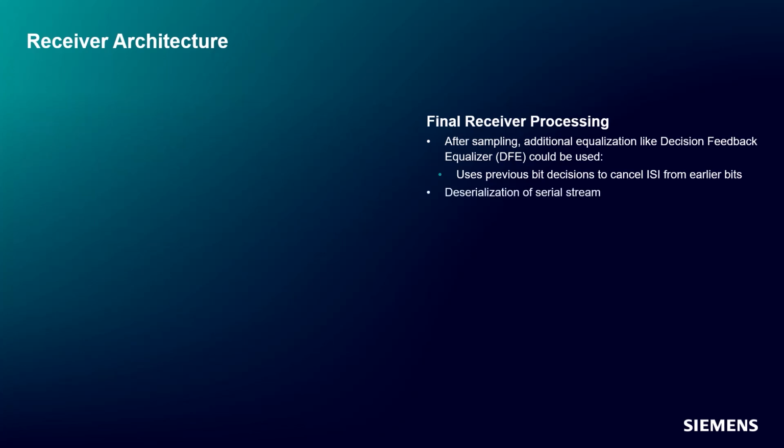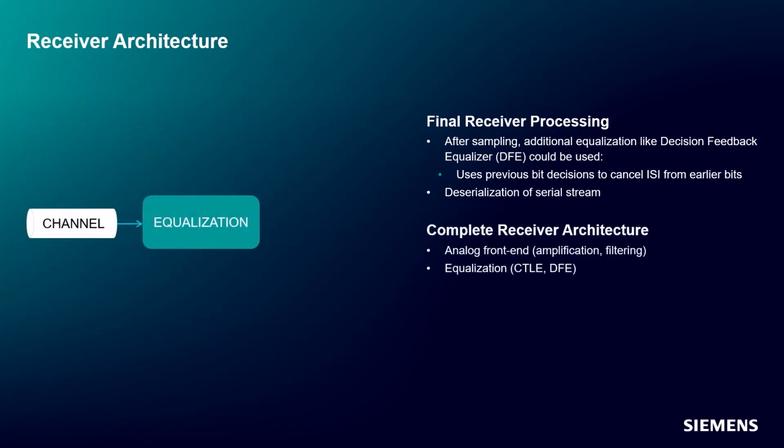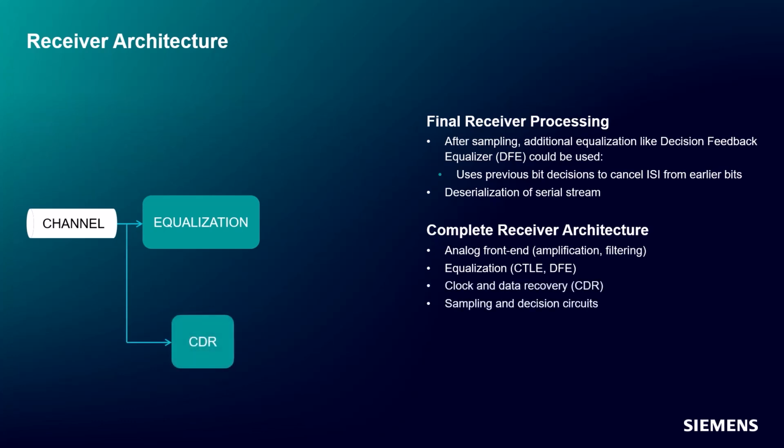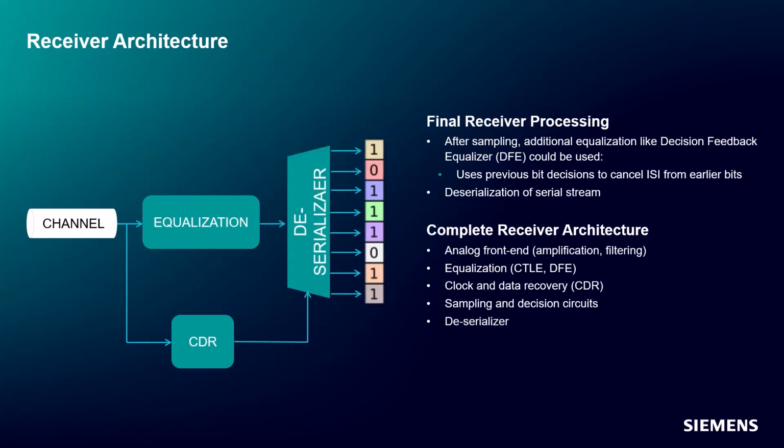Finally, once the receiver has reconstructed the serial bit stream, it performs deserialization. The deserializer groups incoming bits back into parallel words so that the rest of the digital system can process them. So in summary, the receiver architecture typically includes analog front-end amplification and filtering, equalization such as CTLE and DFE, clock and data recovery, sampling and decision circuits, and deserialization logic. All of these blocks work together to take a degraded analog signal and turn it back into clean digital data.